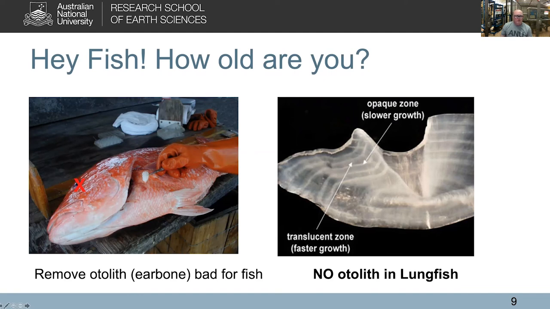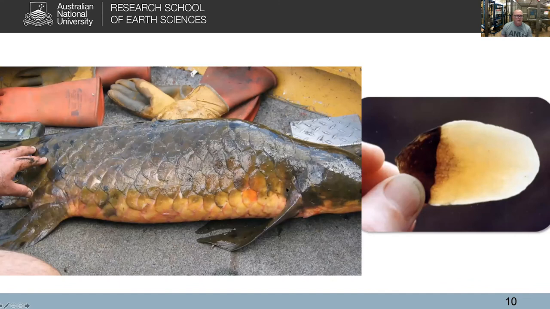The lungfish are so old, or have been around for so long, they don't actually have this calcium carbonate ear stone. So this is just a close-up of the fish. And here is one of the scales that you can pull off the fish. So the fish are collected and put up on the boat. They're weighed and their length measured. Some scales are pulled off, and then they slide them back into the river to swim again.